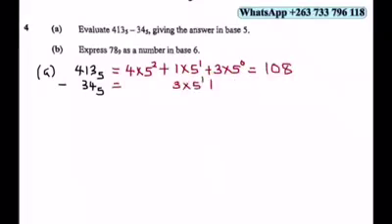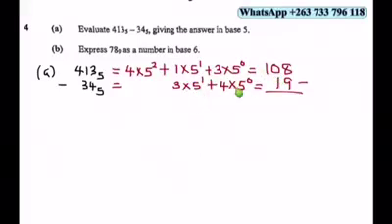434 base 5 is 3 times 5 to the power 1 plus 4 times 5 to the power 0. So if we simplify this, we get 108. So this will be 4 times 25, which is 100. 1 times 5, which is 5. 3 times any number to the power 0 is 1. So 3 times 1 is 3. So 100 plus 5 plus 3 is 108.